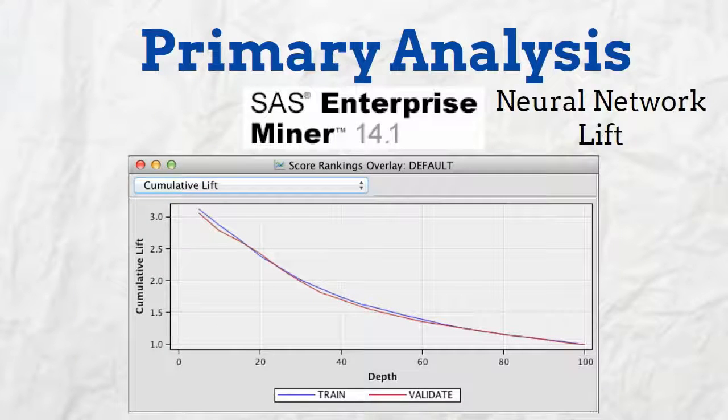Here's a cumulative lift graph of the neural network model, and this measures the ratio of how effective it is against having no model at all. The baseline is represented at y=1, and as you can see, the model is much more effective than not having a model.